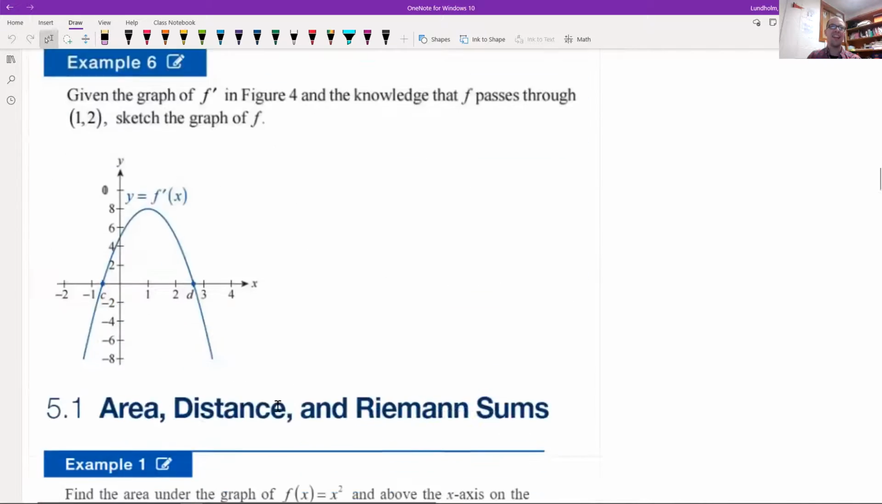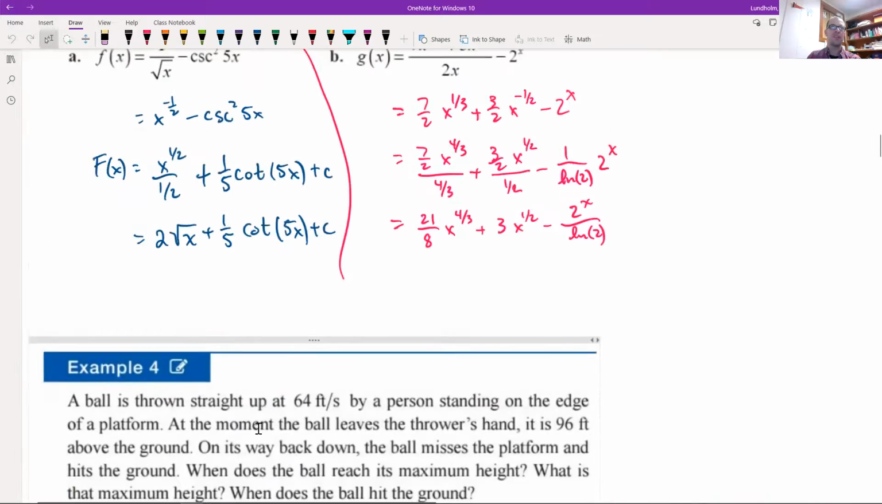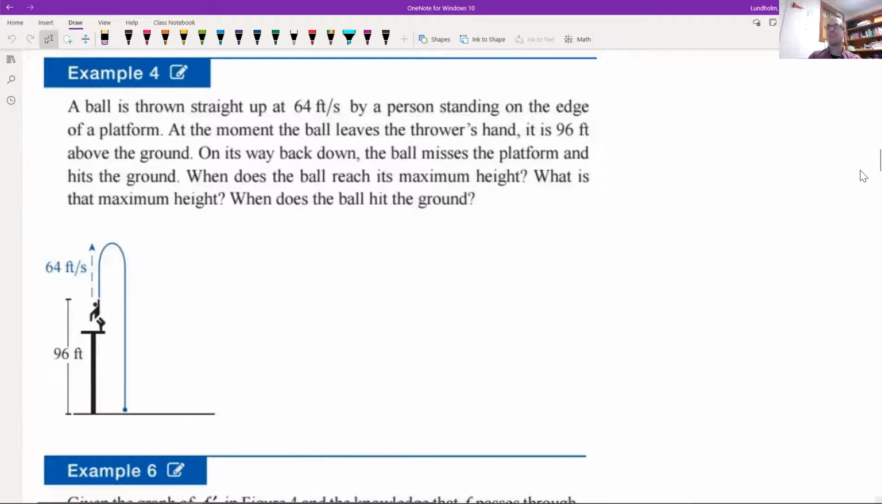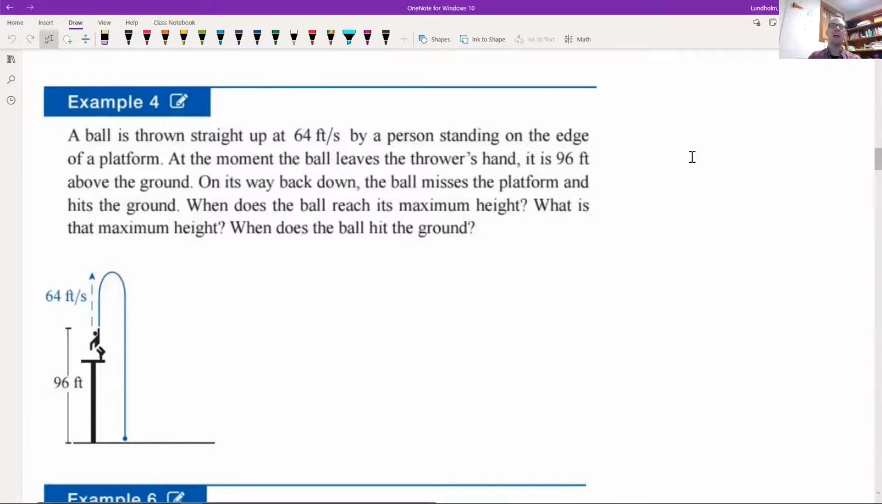Lots of examples here, and I'd like to start talking about Riemann sums. So, example 4 is bringing us back to finding relationships between position, velocity, and acceleration. Here we have a ball being thrown straight up in the air at 64 feet per second by a person standing on the edge of a platform. The moment the ball leaves the thrower's hand, it's 96 feet above the ground. On its way back down, the ball misses the platform and hits the ground.